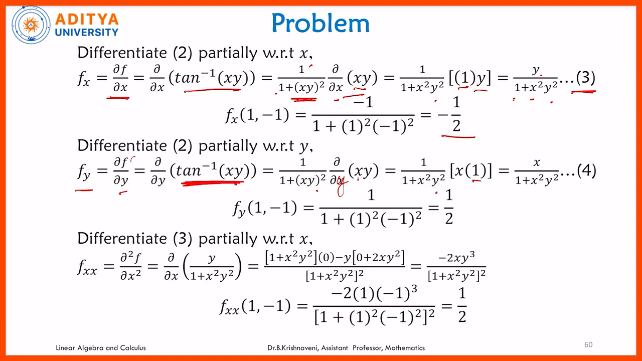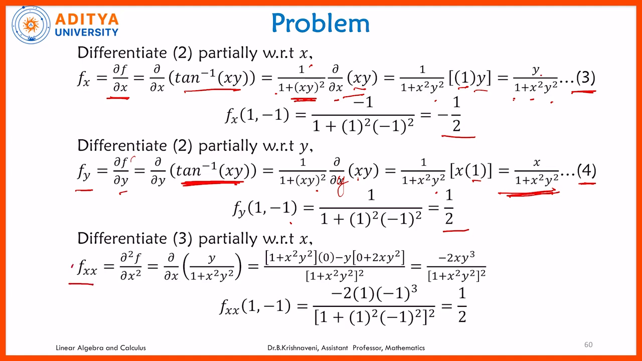So fy, which is equal to x by 1 plus x square y square, equation number 4. Now find out fy of 1 comma minus 1. Substitute x is equal to 1 and y is equal to minus 1 in this: 1 by 1 plus 1 square minus 1 whole square, which is 1 by 2. Next, second order partial derivatives.